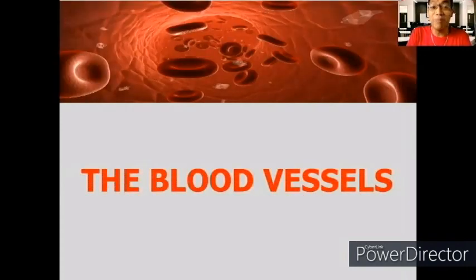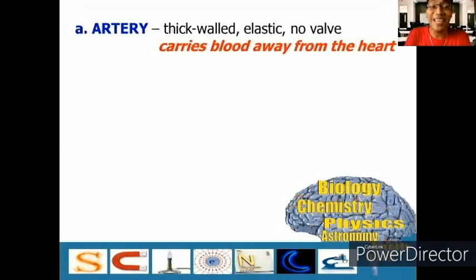Let's begin with the blood vessels. Blood vessels are very important because these are the tubes where the blood passes through going to the different parts of the body. For this discussion, we're going to talk about three types of blood vessels. The first type is the artery. It is thick-walled, elastic, and has no valve. And it carries blood away from the heart.